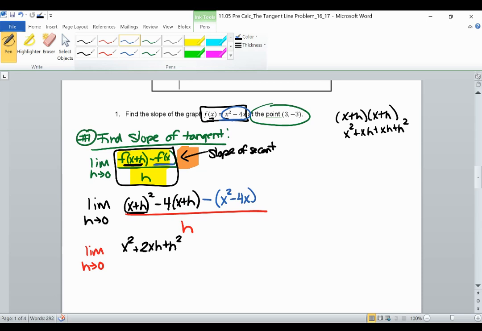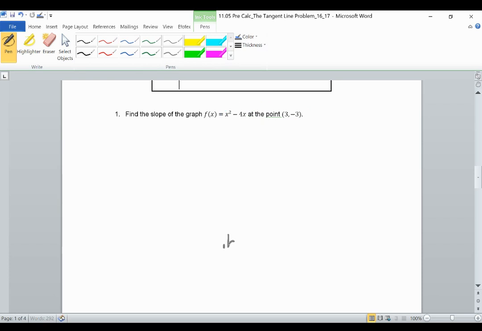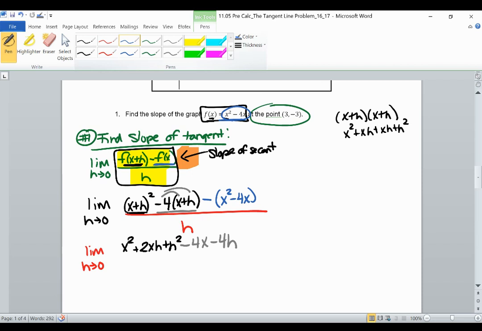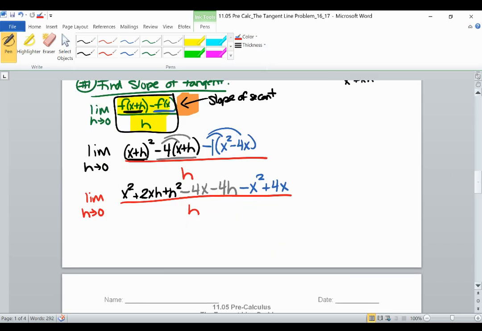Next, we'll look at this part right here. So I'm going to distribute the negative 4 in. So I get negative 4x minus 4h. And then this is like a negative 1 right here, so don't forget to distribute that negative. So negative x squared, negative 1 times negative 4x would give me a positive 4x, all over h. Let's continue to simplify.